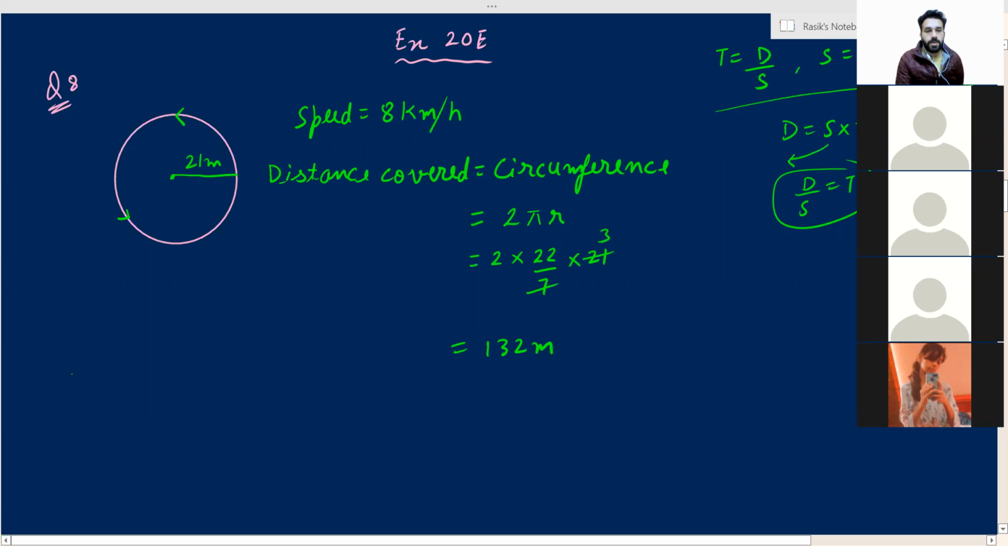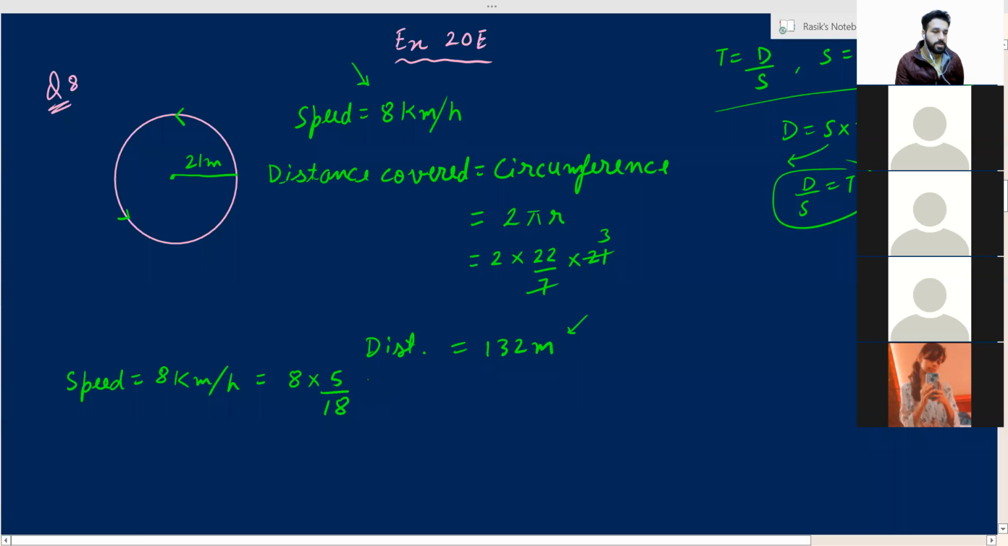But there is a small problem here, not a very big problem. The speed is given in kilometers per hour. You can see speed is in kilometer per hour. Distance is in meters. So how will you make the units the same? You will change the speed from kilometer per hour to meter per second. 8 kilometers per hour can be changed to meter per second by multiplying it by 5 upon 18.